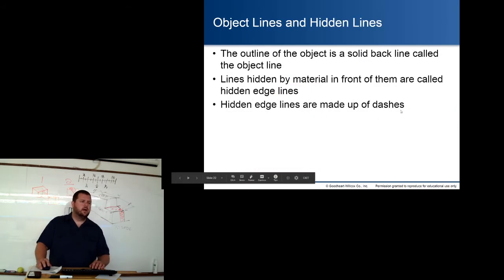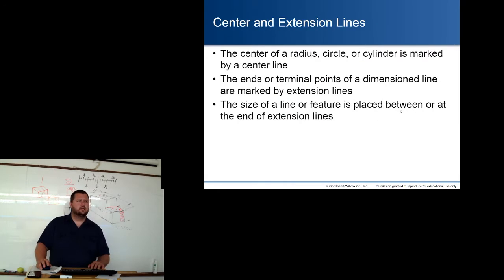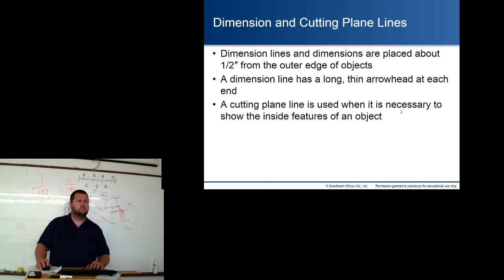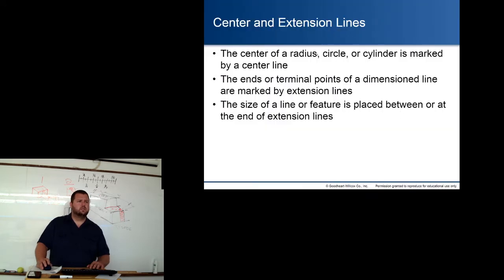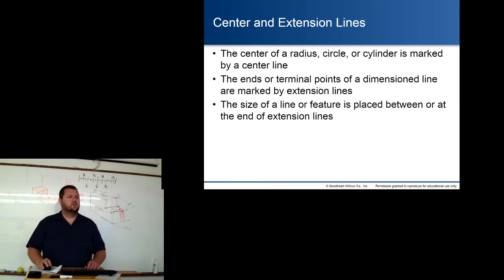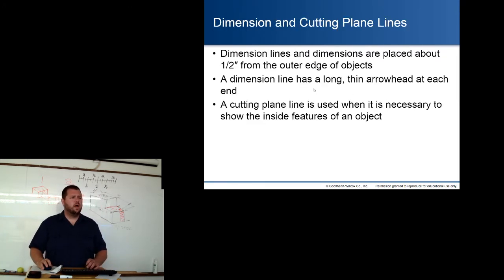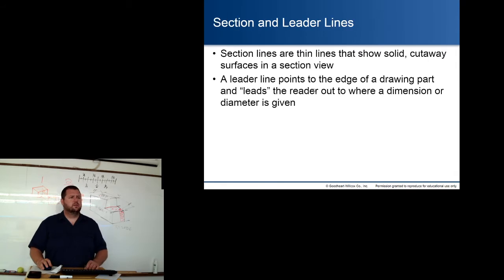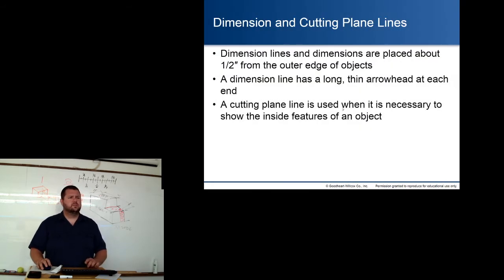All right, we talked about object lines, hidden lines. It said center and extension lines. We talked about them. Just looking at this, the center of a radius, circle, or cylinder is marked by a center line. So as I said, that's what keyed me into this. Let's see if this helps. A cutting plane is used when it is necessary to show the inside feature of an object.